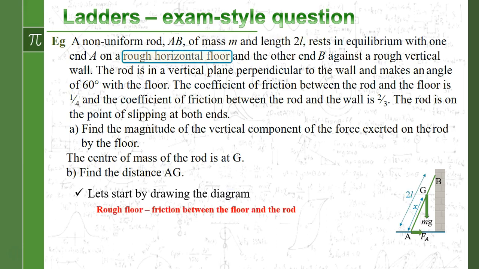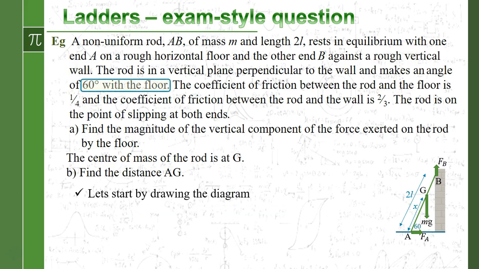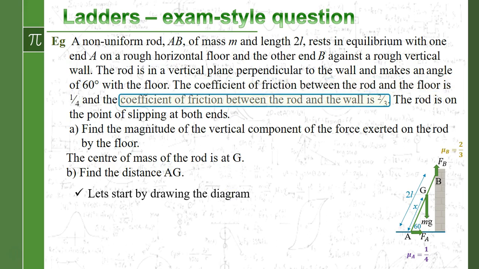Rough floor, so we've got friction. Rough wall, so we've got friction, again friction going up, so I've gone FA and FB to indicate my two different frictional forces at either end of the rod. Angle of 60 degrees, and let's add the coefficients of friction: between the rod and the floor is 1/4, between the rod and the wall is 2/3. So I'm putting all the information from my question into one place, into my diagram.